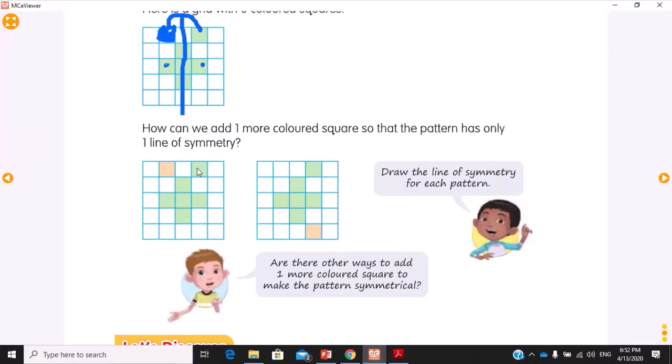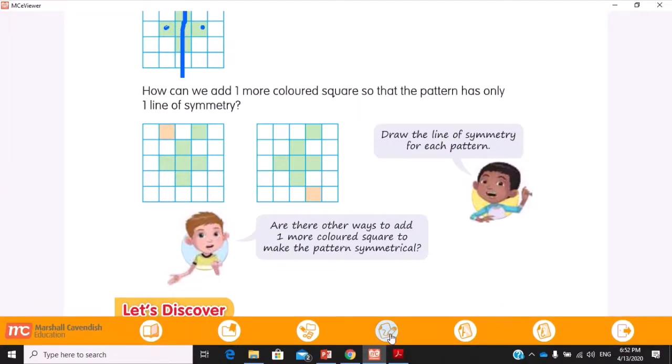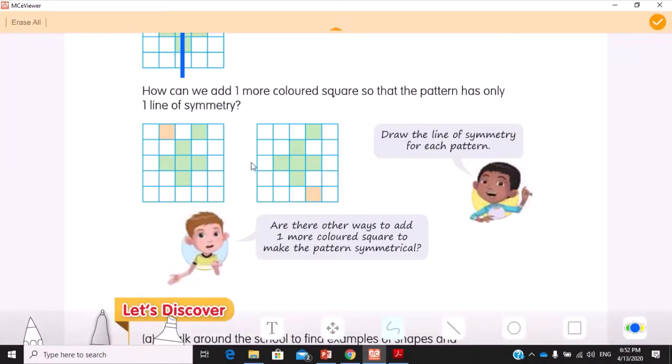And they made two different patterns. So how can we add one more colored square so that the pattern has only one line of symmetry? Okay, this is amazing. So if we just take a look, we just did the same as what we did here, and the same thing over here is a bit different because we can actually have another line of symmetry because they just told us that we need only one line of symmetry.